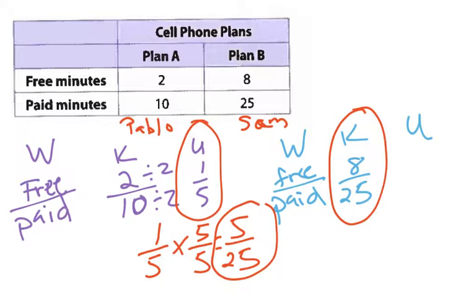And I'm going to end up with 5 over 25. So if you actually look at the two plans, you would see Sam's actually getting a better deal, right? Because he gets 8 free minutes for every 25, and Pablo only gets 5 free minutes for every 25. So you'd probably go with plan B if you could make a choice here. Okay, I hope that was helpful.